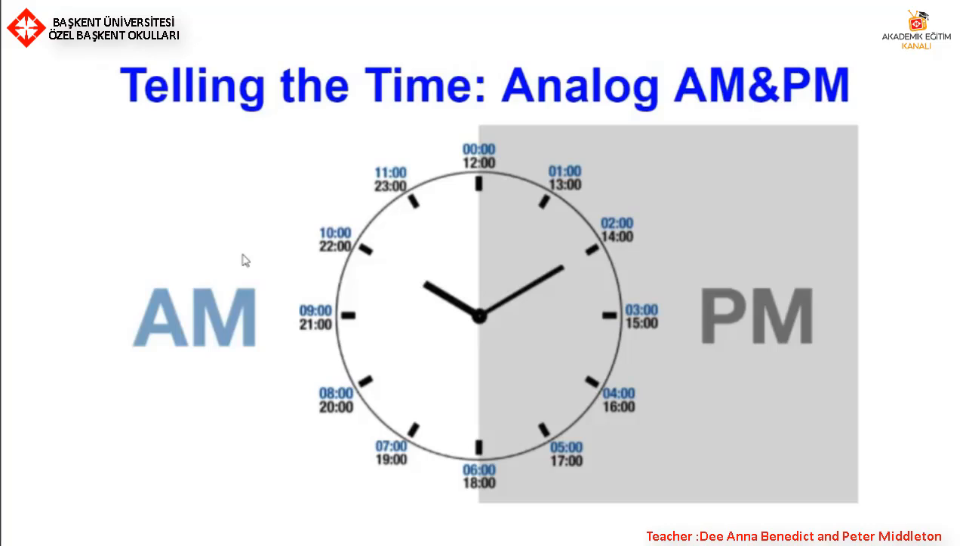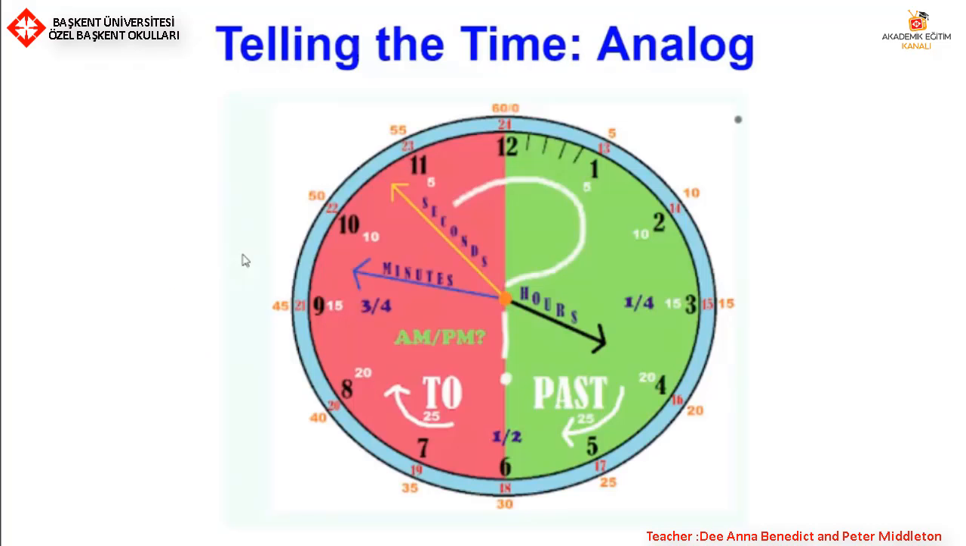PM is from 1201 to 24. And you can see here again that you have to and past on this clock, the minutes and the hours, and you can count in AM or PM.